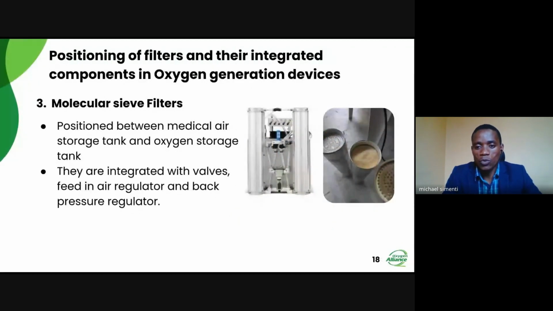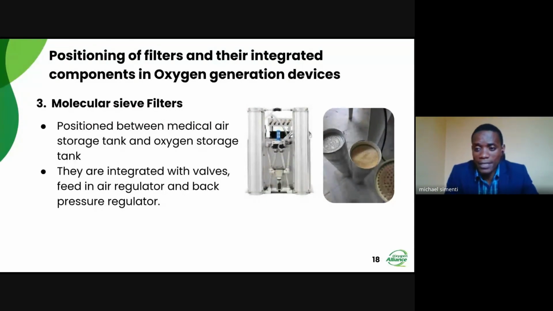All right, so moving forward, let's also look at the other type of filters, which are molecular sieve filters. These ones are also found in both the oxygen concentrator and the PSA plant. This is the heart where the nitrogen is separated from oxygen, and this is the heart where oxygen is generated. In a PSA plant, we call this a generator, and the same applies to the oxygen concentrator.